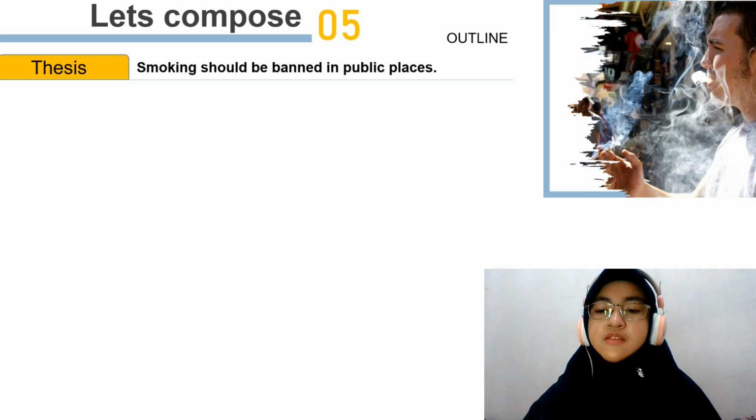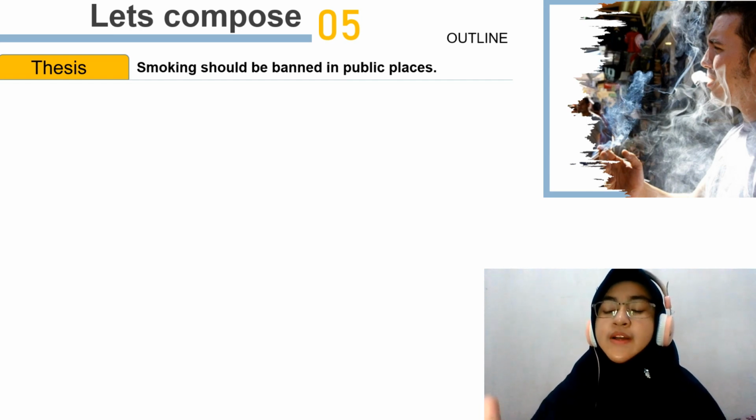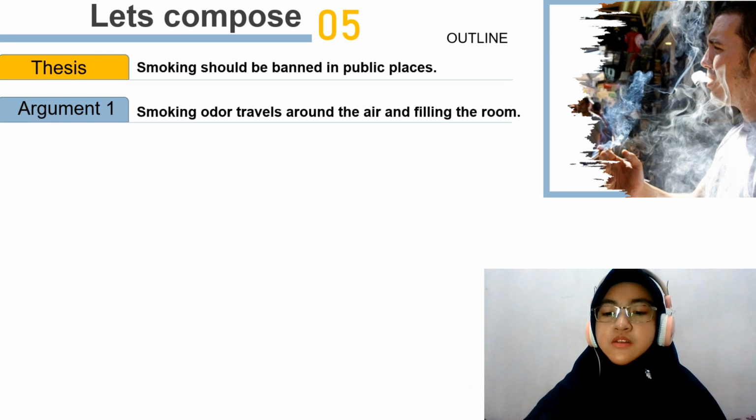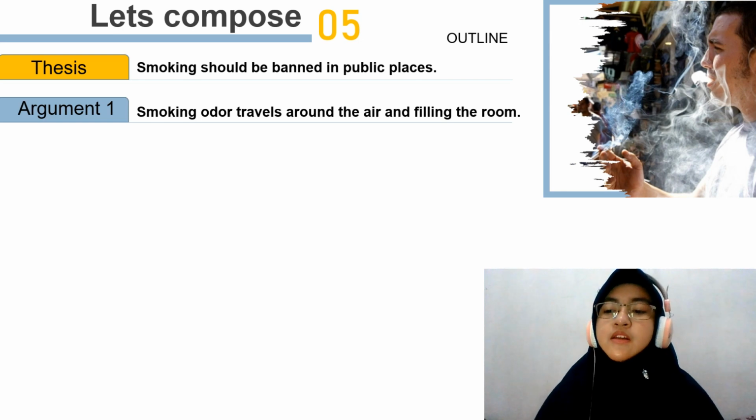For example, this one. For the thesis, I choose: smoking should be banned in public places. Only one sentence. And then for the first argument, before I add the elaboration, I just write one sentence: smoking odor travels around the air and fills the room.